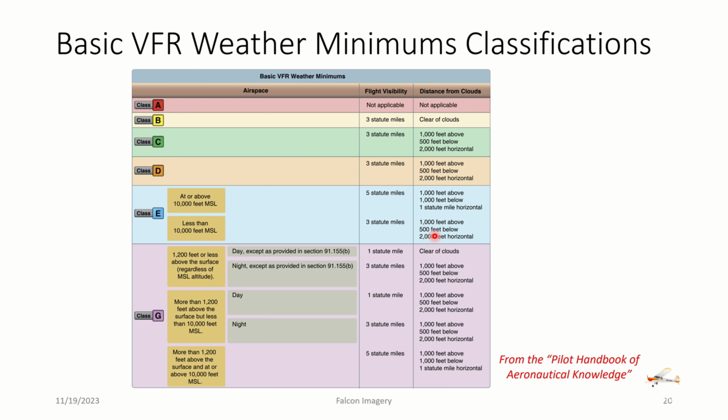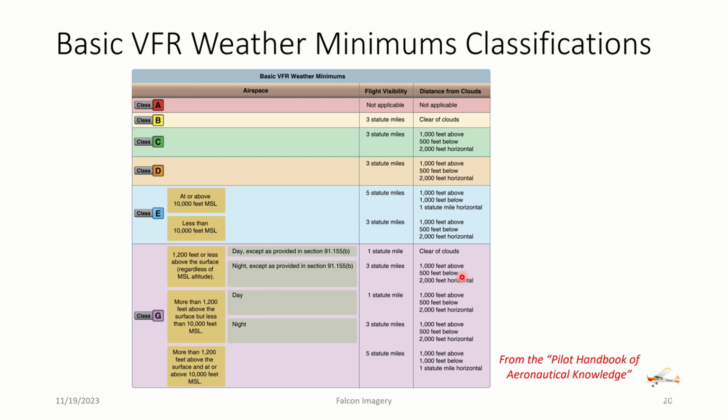And then Class G, or uncontrolled airspace, has the most complex level of VFR weather minimums. So if you're flying 1,200 feet or less above the surface, regardless of the mean sea level altitude, in the day, you need just to have 1 statute mile of visibility and remain clear of clouds. At night, you need 3 statute miles of visibility. And again, you need to stay 1,000 feet above or 500 feet below and 2,000 feet horizontally away from the clouds.